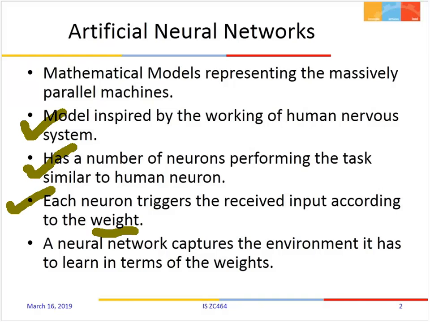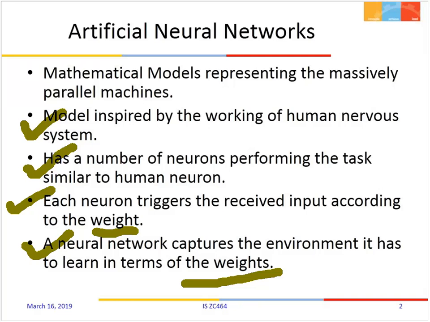Of course, the term weight represents a kind of coefficient or a kind of percentage of that information that we want to use for triggering the output. So a neural network captures the environment it has to learn in terms of the weights. You have already seen that learning takes place on the basis of the training data. What the system learns from the training data is captured in terms of these weights.